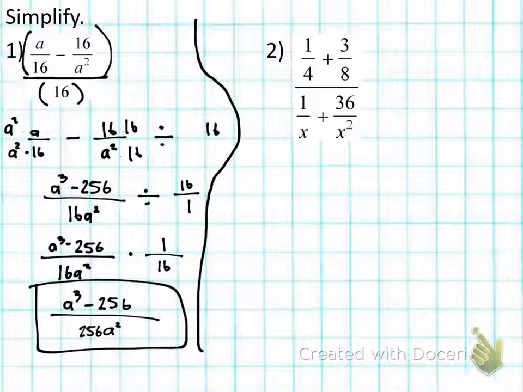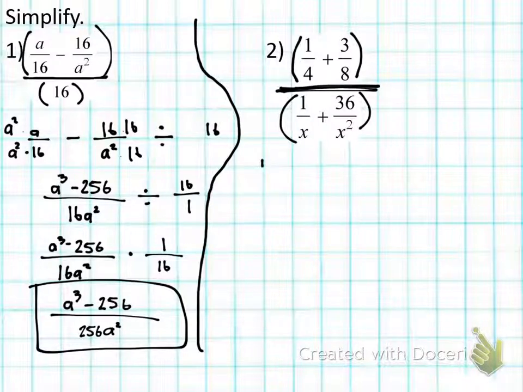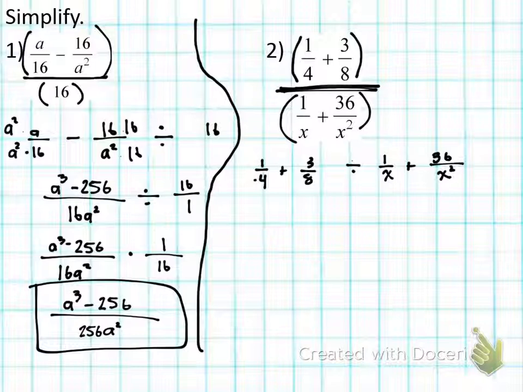Number 2, we got 1 over 4 plus 3/8, all divided by 1 over x plus 36 over x squared. So the first thing you want to do is realize that this is a big parenthesis divided by another big parenthesis, right? So I'm just going to rewrite it so it's easier to understand. Okay, so it's a big division problem. Each of these are their own set of parentheses, right? Okay, so over here we have 4, and we have an 8. Common denominator should be 8, right? So this side I just have to multiply by 2, and the numerator by 2 as well, okay?